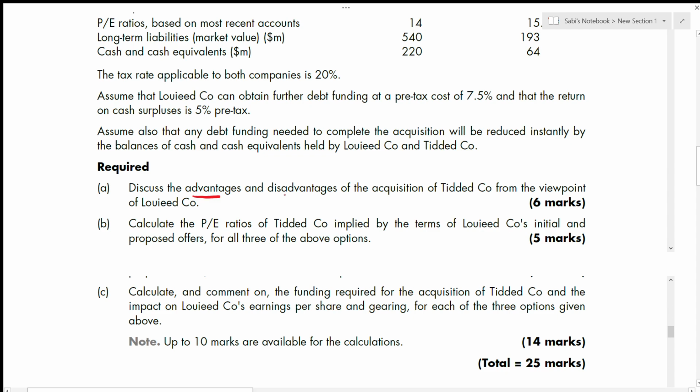Advantages, disadvantages, viewpoint of Louieed company. This is very important. When you discuss the advantages and disadvantages, you have to see from whose point of view you are saying it. Is it the acquirer or the target company? And it's for 6 marks. So it's very clear: 3 marks for advantages and 3 marks for disadvantages. That means you are writing 3 advantages and 3 disadvantages.